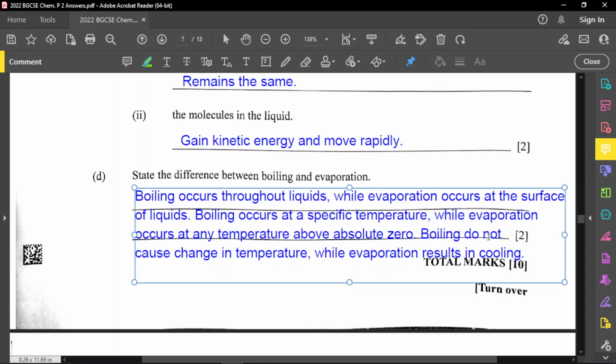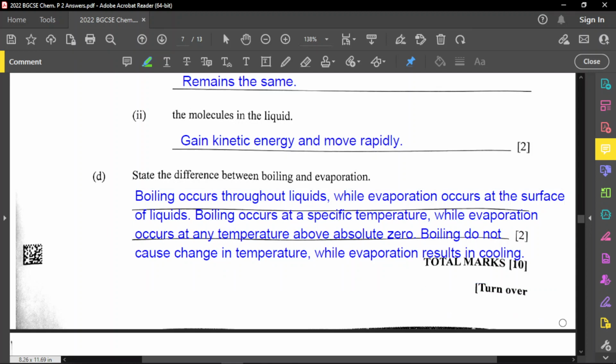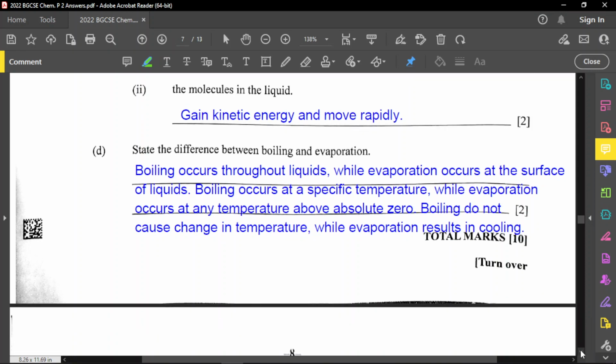Now, boiling does not cause a change in temperature. As I mentioned, moving from liquid to gas, there is no change in temperature, while evaporation results in cooling. And how does evaporation result in cooling? This kind of plays tricks on people's minds most times, but evaporation causes cooling because evaporation takes away heat from that liquid. You see? Just like when you're sweating and the sweat evaporates, it actually helps your body to become cooler.